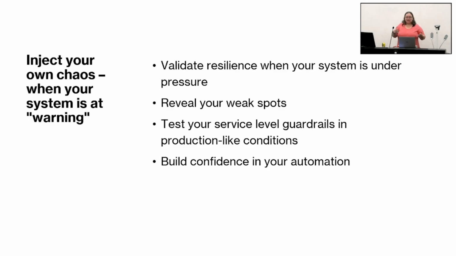Chaos can uncover cascading failures that single remediation steps can't. Test your guardrails in production-like conditions. Build confidence that your automation will rescue you. And if your boss complains, you say, I'm not breaking the system. I'm making sure that my system has the desired attractor.